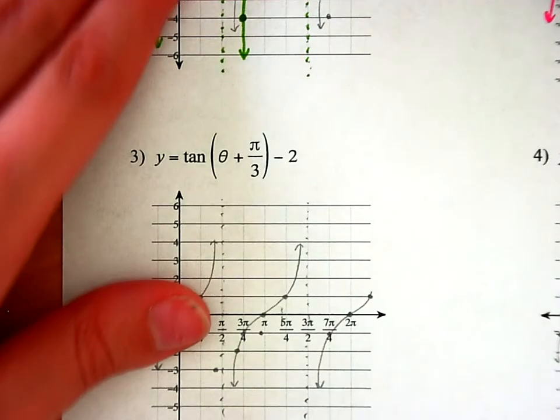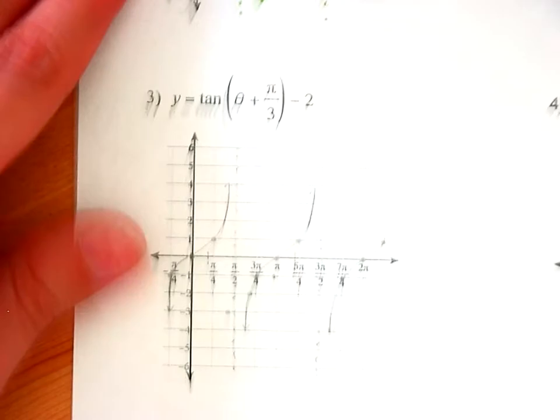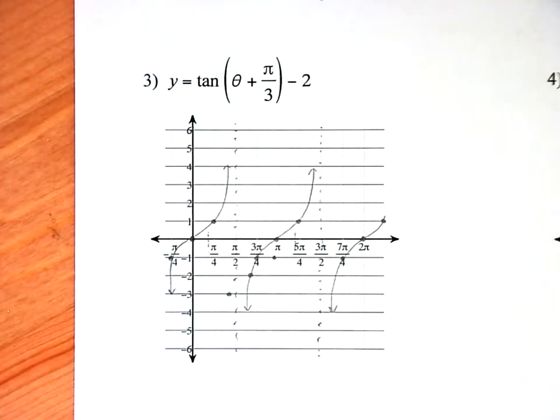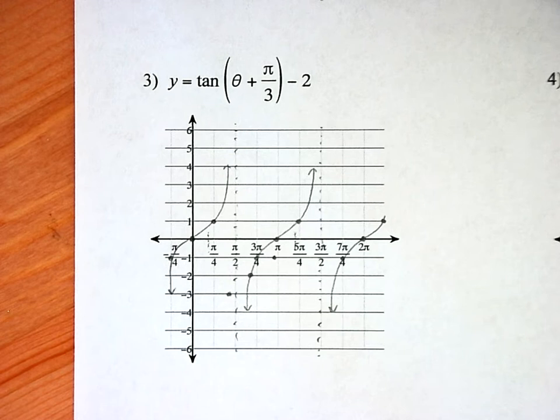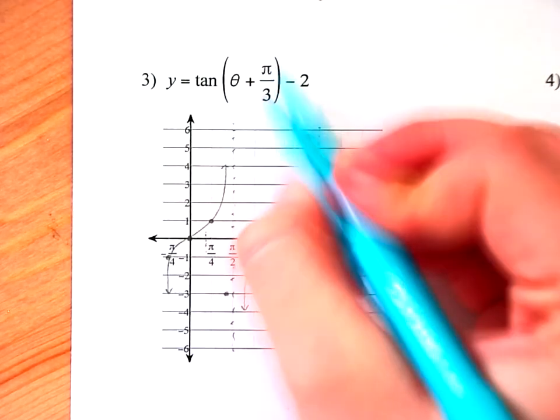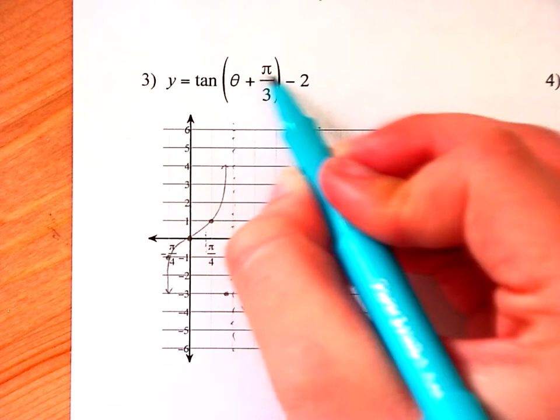All right. Now we're going to do an example where we have a horizontal and vertical shift. We're just going to do it in one. Again, I have my parent graph, and we are going to talk about how to move these points. So pi over 3 is in the parentheses with our x value.